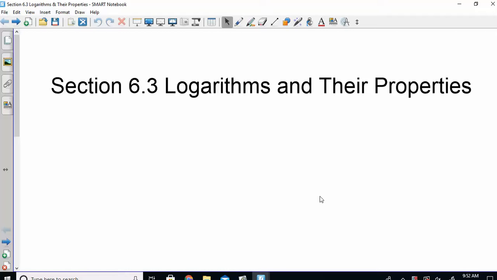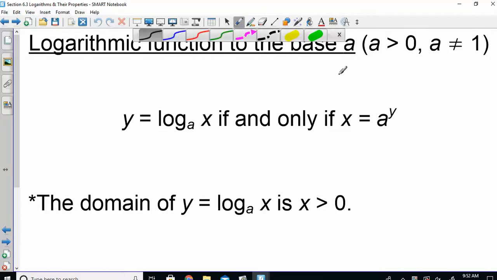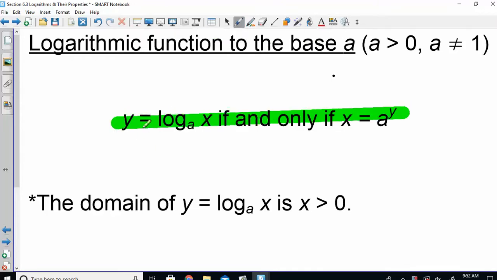But I am going to start back at the beginning, just in case you've forgotten something, which I know never happens. So when you have a logarithm, this log means log. This is the definition, so you want to write that down.